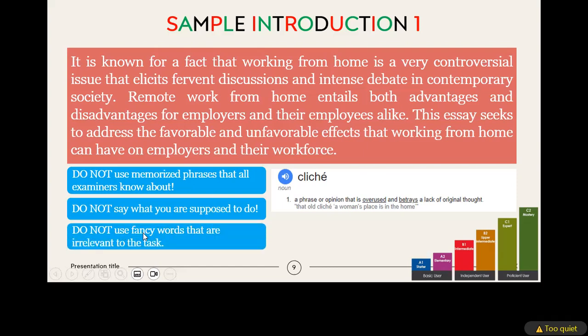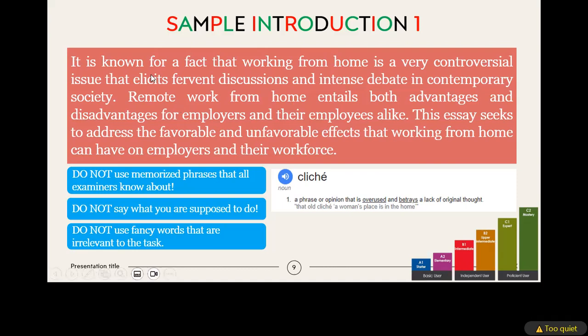Number three, do not use fancy words, difficult words. Like for example, maybe controversial, maybe fervent discussions. Maybe contemporary. Do not use these words, guys. Try to be simple. Do not use fancy words that are irrelevant. If they are relevant and related to the task, it's okay. I told you remote working is good, it is another way of saying working from home. This is what you call topic-specific vocabulary. It relates to the topic. This is good.